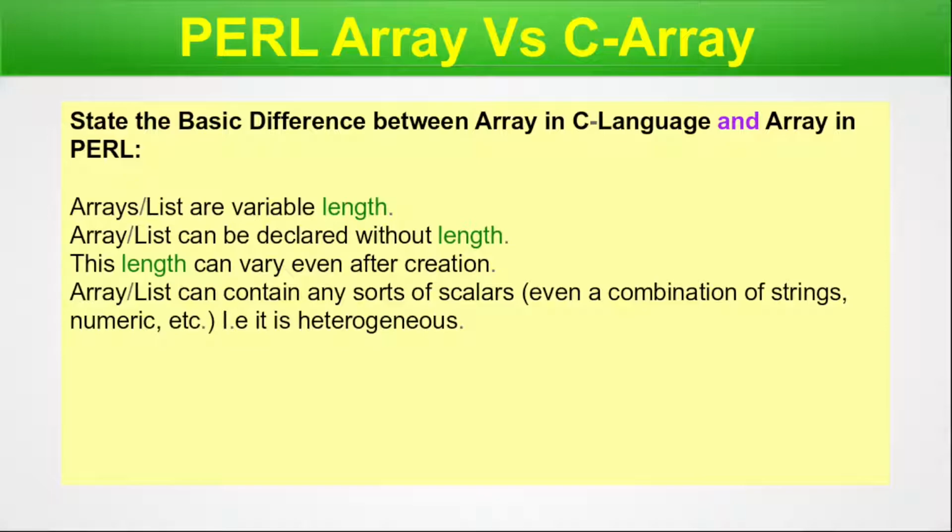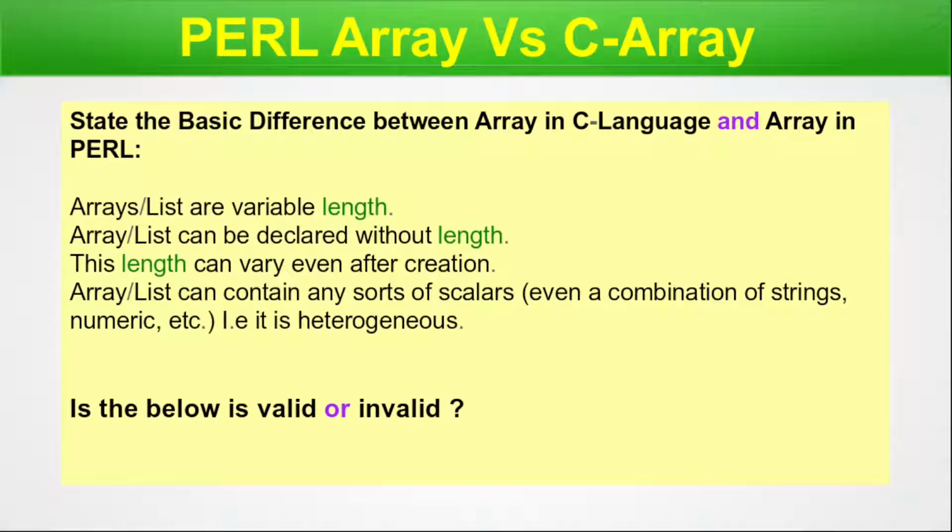Array or list can contain any sort of scalars, even a combination of strings and numerics etc. That is, it is heterogeneous. Yes, in Perl we can mix up string and integer, string and real and integer, all those kinds of mixtures we can save inside an array. However, that is not possible in C. So you must side by side open up your C language book and keep this tutorial on the other side and compare what else are the basic differences between the C array and the Perl array.